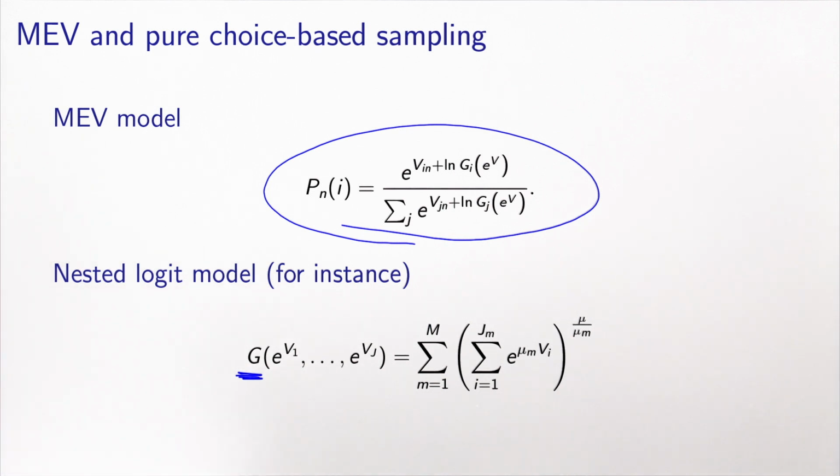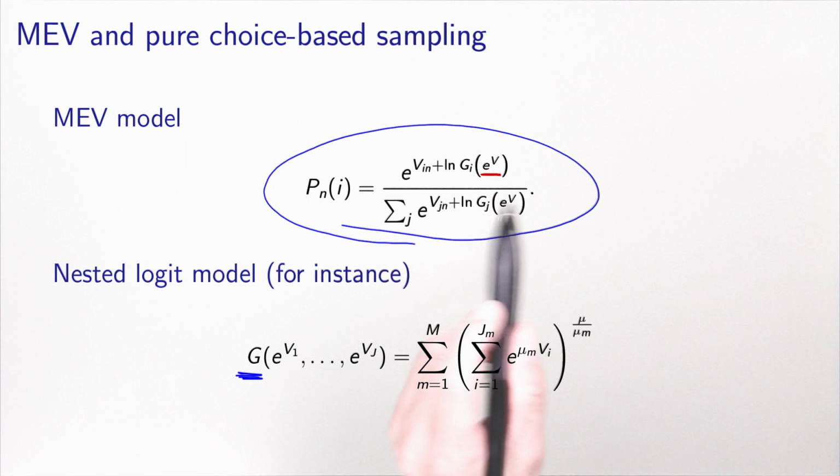But there is a major difference here. If you look at the numerator, this term here involves all the utilities of the alternatives in the choice set, while in the previous example with the logit model, it was only about i in the numerator. And same thing at the denominator for each j. Potentially all utilities are involved. Let's see why it's a problem.